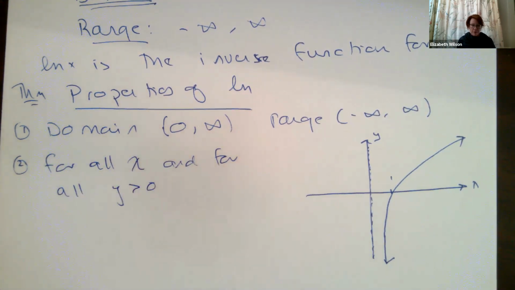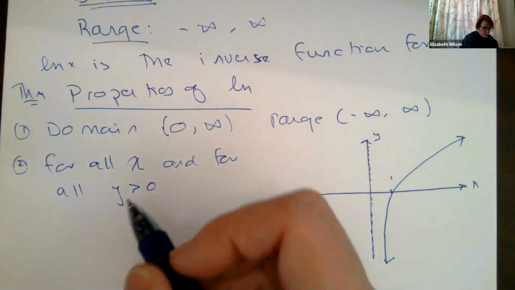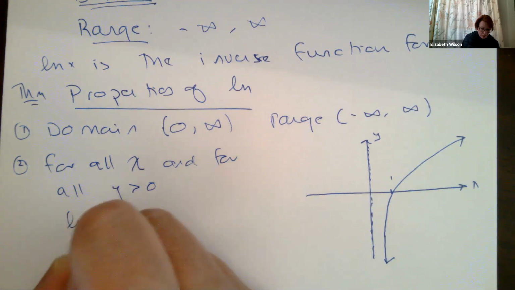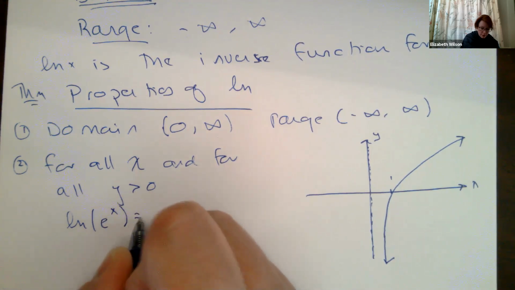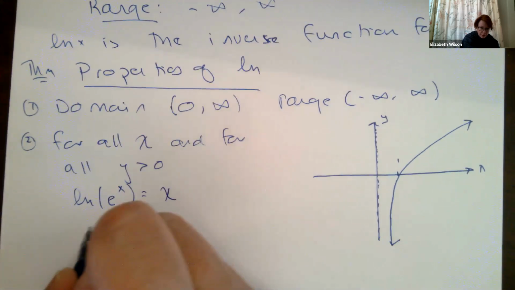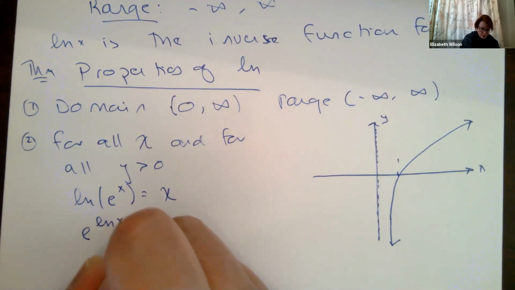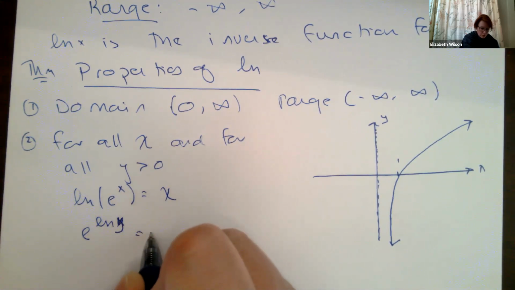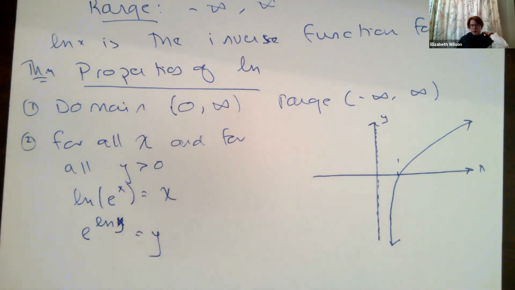So for all x values and for all y greater than 0, natural log of e to the x equals x, and e to the natural log of y equals y. Okay, these are like properties of our inverse, right?